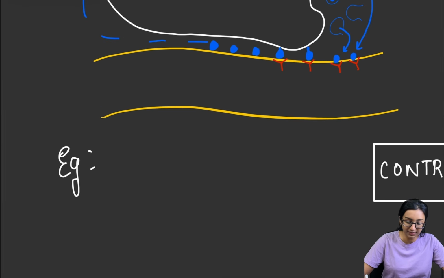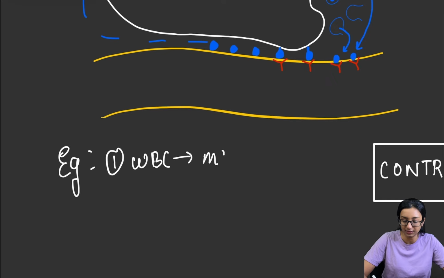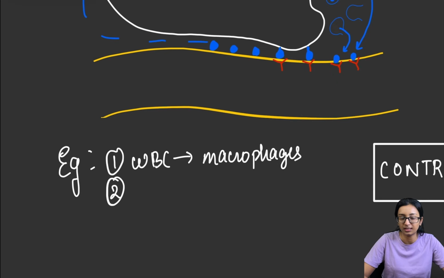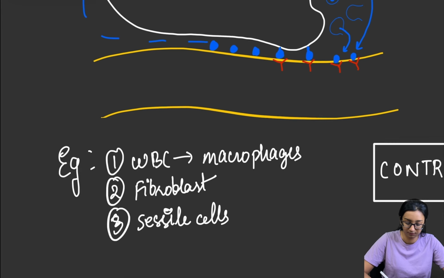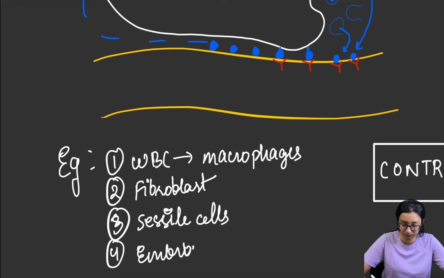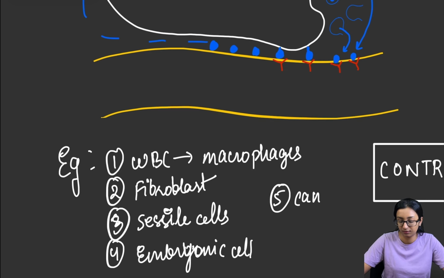For example, the cells which perform this movement are WBCs when they are formed into macrophages. Then we have fibroblasts, sessile cells. Then we will have embryonic cells also. When the zygote has formed, it will go from the fallopian tube to the uterus for the further process. And the last will be the cancer cell. They can lead to metastasis of the cancer cells. For example, we have sarcomas.